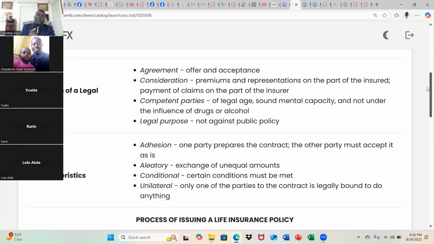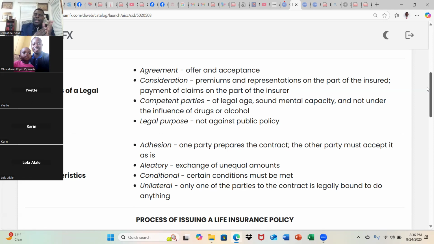When you apply for a policy and you submit premium payment with the application, there's a contract. You are covered. From that day, you are covered. You have what we call provisional coverage.